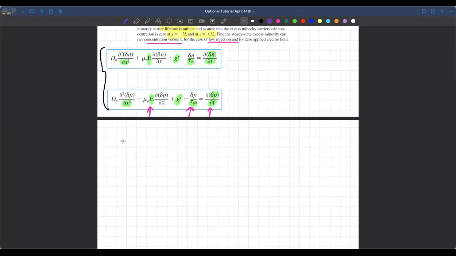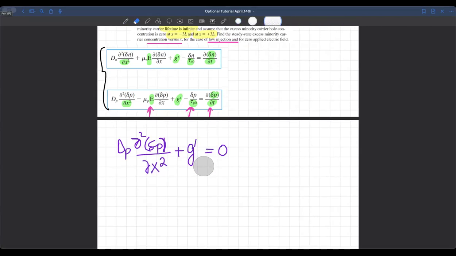Now I can write this as Dp times the second partial derivative of the excess carrier concentration, plus G prime, and that's the only thing we have, is equal to zero, right? If I have to solve it, I'm going to move this to the other side, and of course move the Dp to the other side, because I have to solve for the excess carrier concentration. So it's going to be like this.